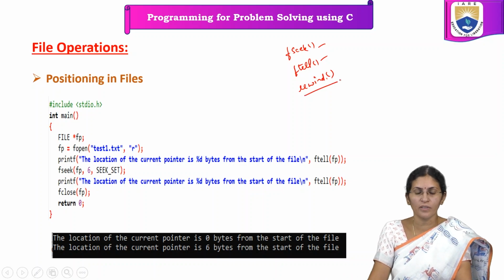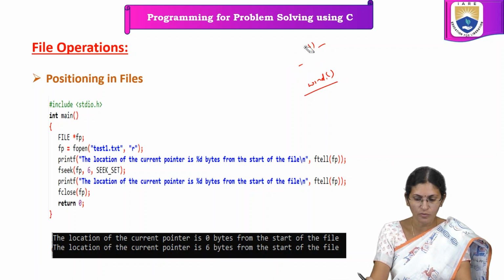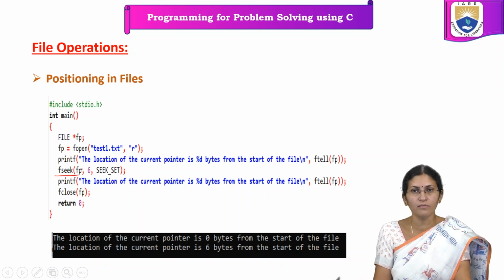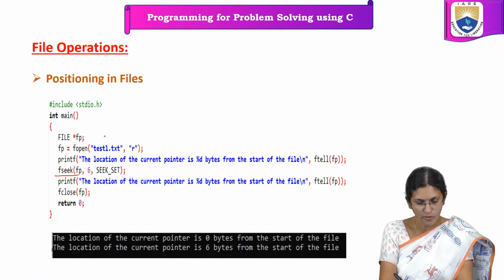We'll see the use of these functions with the help of a program. First, we'll see the use of the fseek function. This is a program to illustrate how we can use this function. This is a C program.